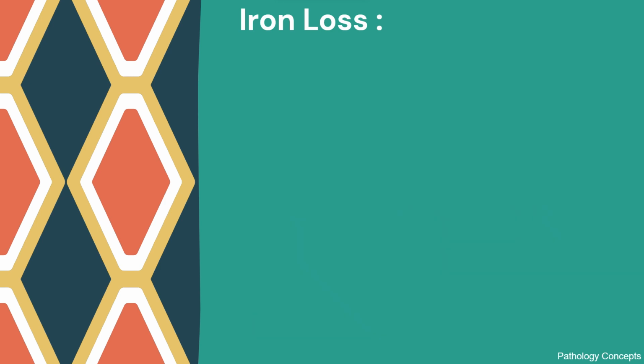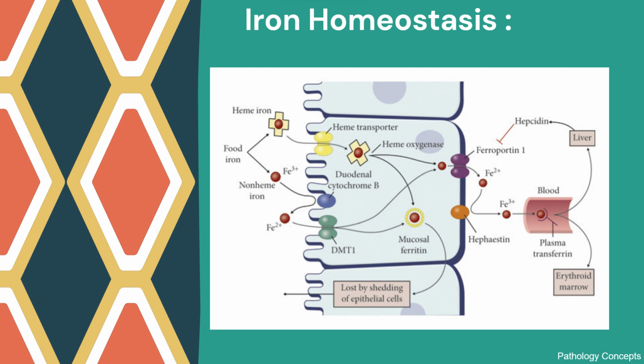Iron loss is obligatory and there are no specific means to regulate it. Iron homeostasis is hugely dependent on tight regulation of absorption, which occurs mostly in the proximal intestine. The iron-bound transferrin is vital to distribute iron to different cells of the body.